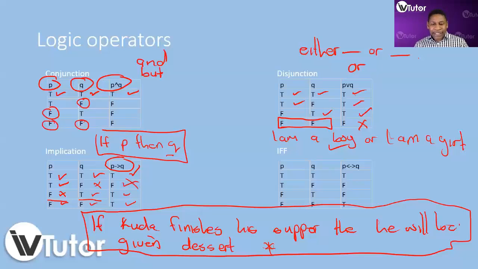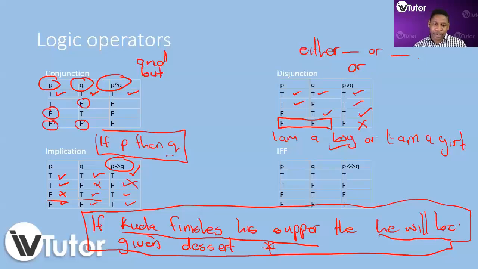The only time an if statement is going to be false is if the first part is done, but the promise is not kept. The condition is met, but the promise is not kept. That is when we are going to have a problem.